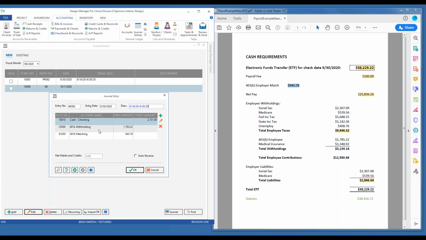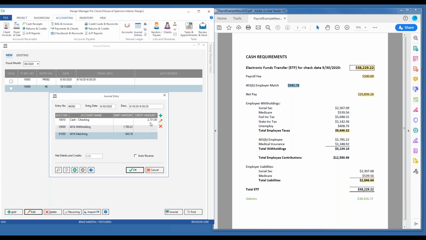First, we have the 401k withholding, but this time we're debiting it. So on our payroll, we were crediting it or putting it into the liability account. Now we're alleviating that liability or reducing it and reflecting that we're paying it off to the management company of the 401k plan. My 401k matching expense account, that number is listed for us on the cash requirements as well.